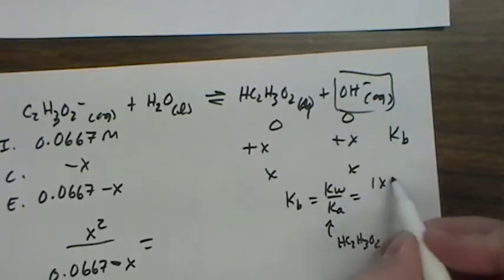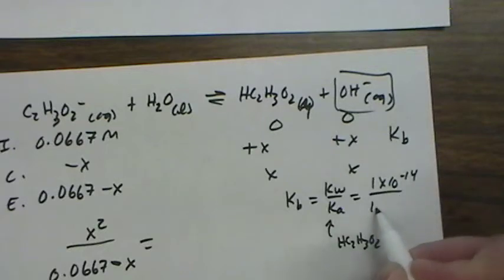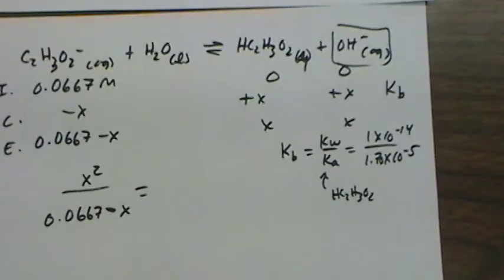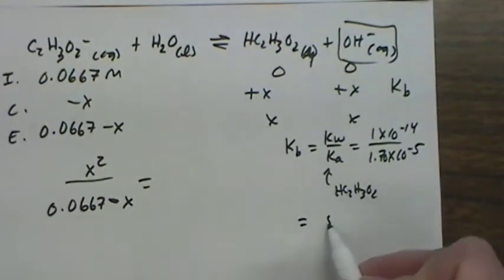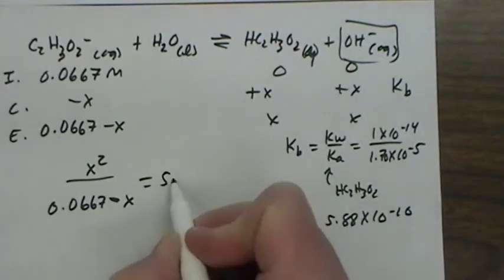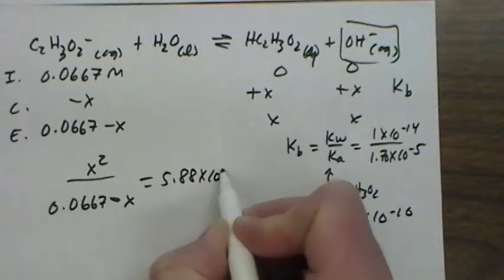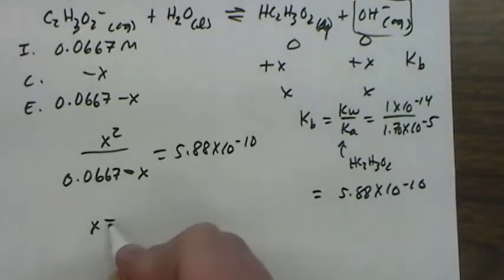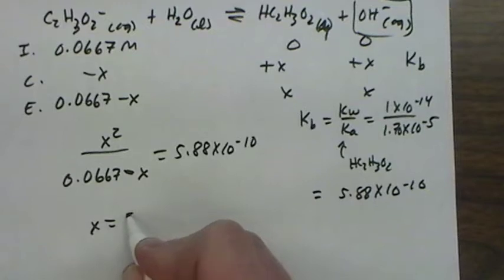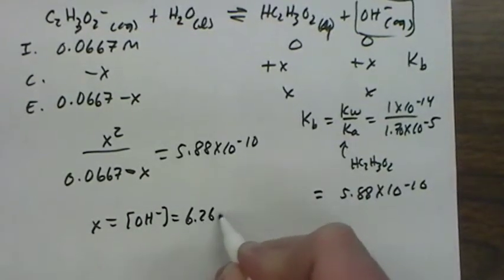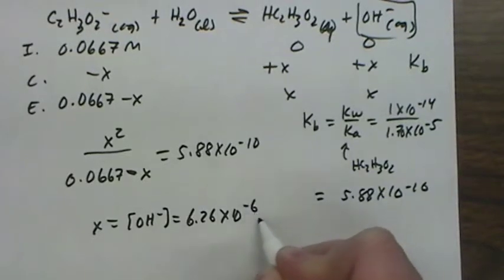So this is 1 times 10 to the minus 14 divided by 1.7 times 10 to the minus 5. And Kb is 5.88 times 10 to the minus 10, and that's what goes here. Now, I'll trust that you can determine that X is the concentration of OH minus, which is 6.26 times 10 to the minus 6 molar.